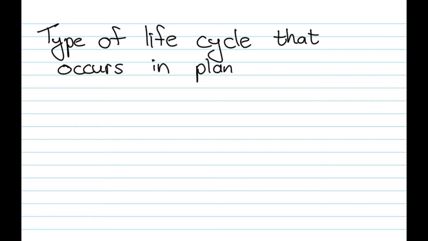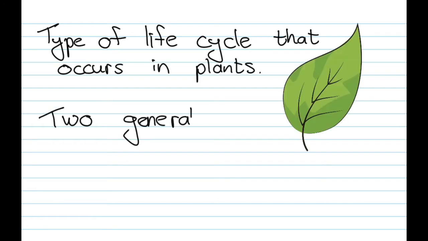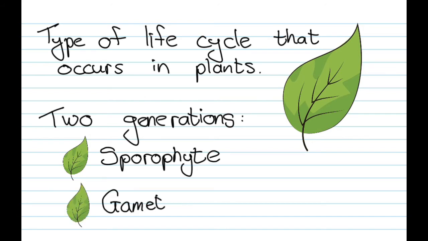First up, it is important to note that alternation of generations refers to a type of life cycle that occurs in plants. There are two generations, namely the sporophyte and the gametophyte. Now remember that if you have a life cycle, that means that it is going to be circular, it's going to start at one point and it's going to come back to the same point.